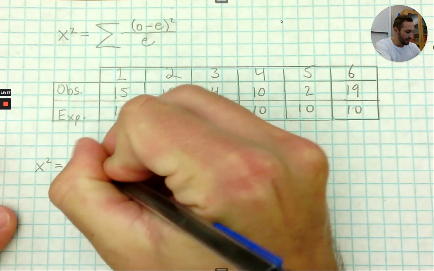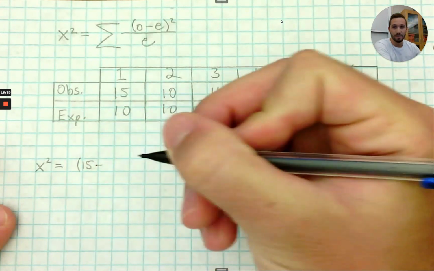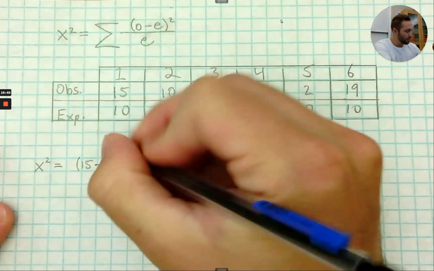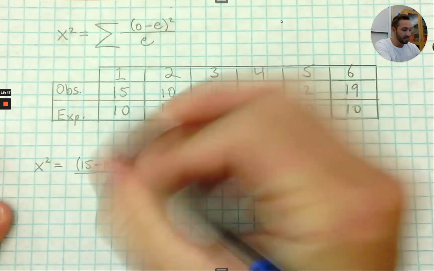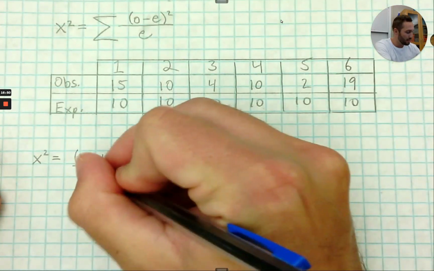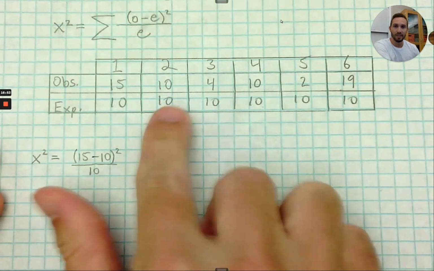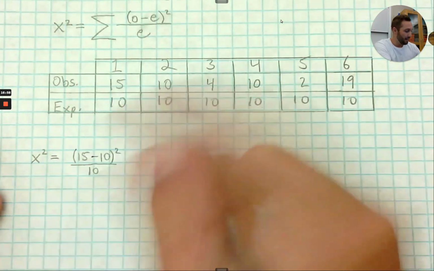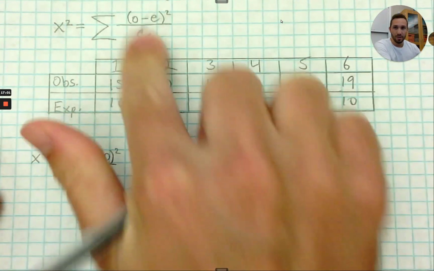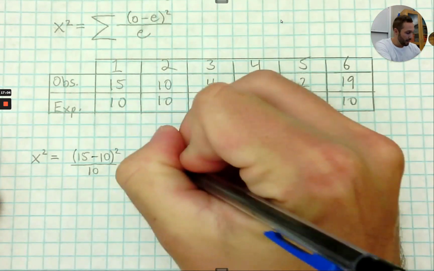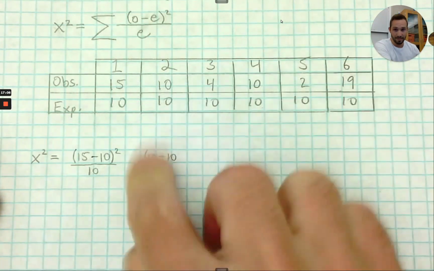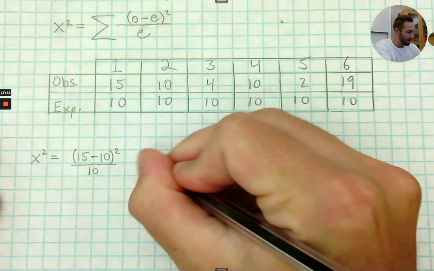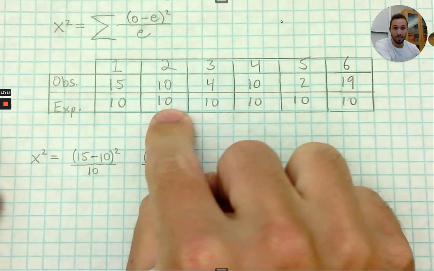So this is going to be 15 minus how many times was I expecting it to happen? I was expecting it to happen 10 times. You subtract those two, square it, and divide by the expected number, which again was 10. Now that was for one of the outcomes, but there are 5 more. Next is rolling a 2. You observed that it happened 10 times and were expecting 10, so you do 10 minus 10, squared, then divide by the expected number, which for a 2 was also 10.